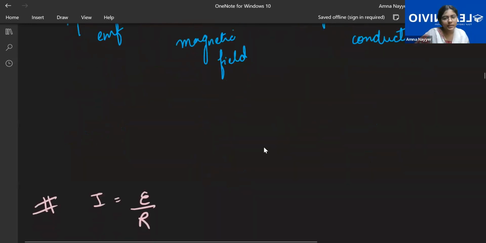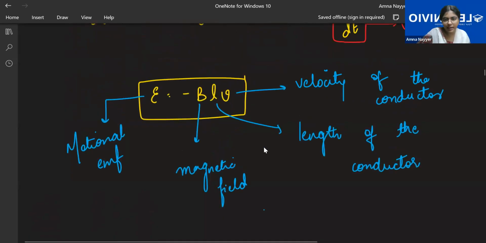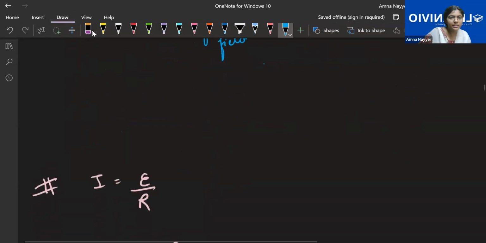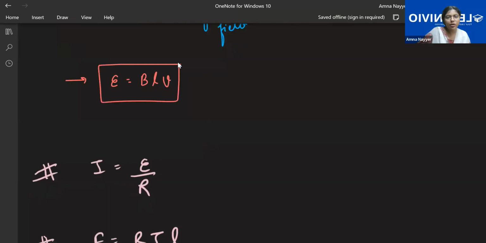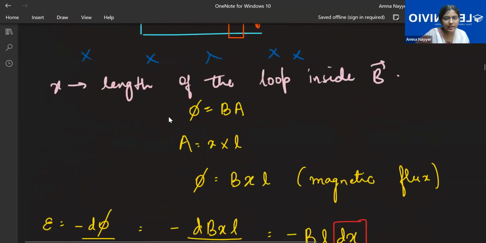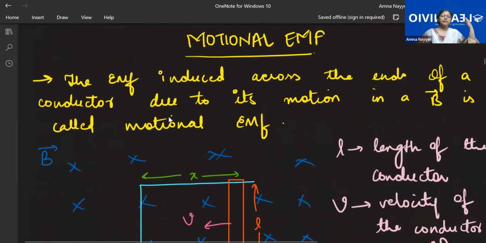Directly you can use this formula when you have to put in the values. You can use E is equal to BLv for the potential, like the EMF. I'll tell you a few more things. First, write down this, and this is a derivation. This is a small derivation. Please write this.